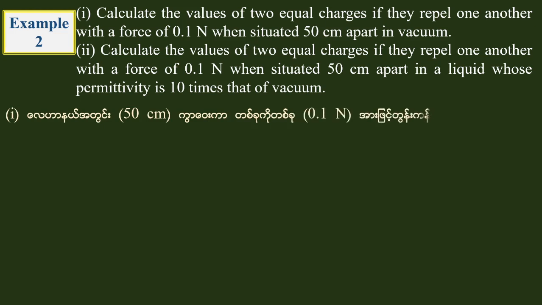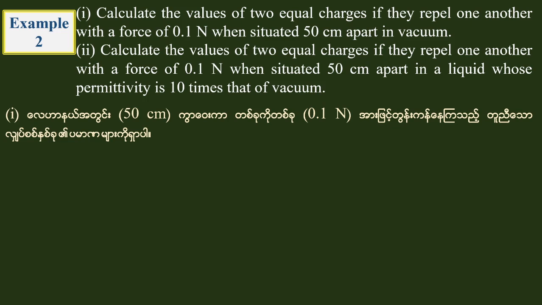First, in vacuum, the distance is 50 centimeter and the force is 0.1 newton. In vacuum, 1 by 4 pi epsilon naught is equal to 9 into 10 to the power 9.